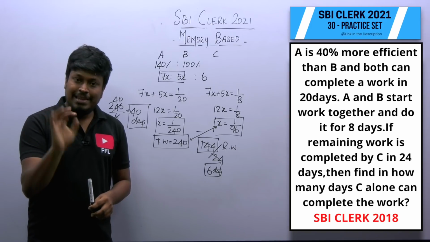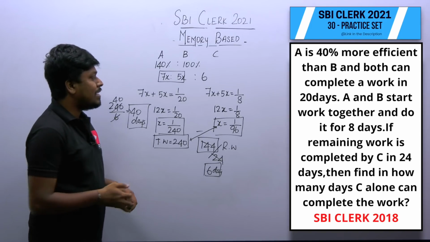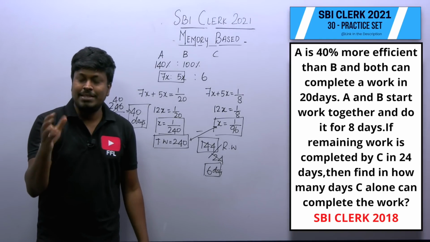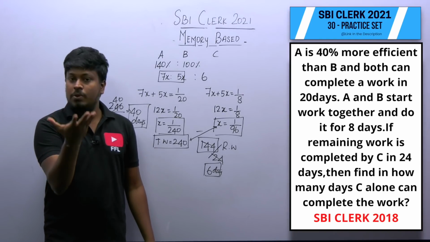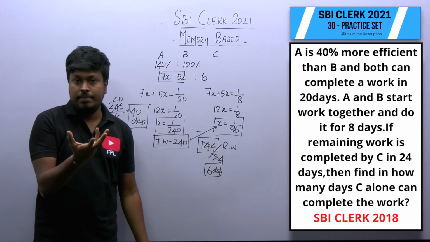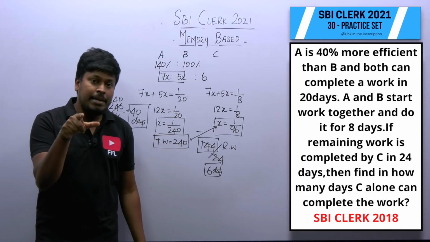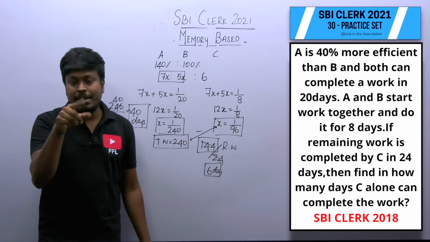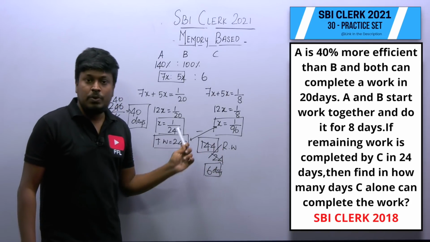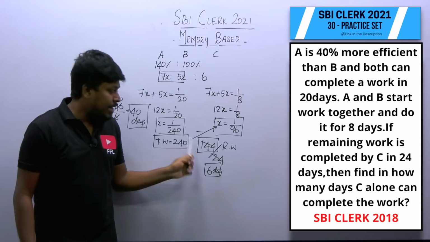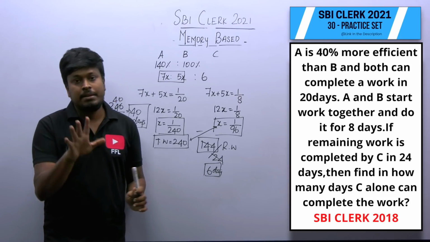Simple logic, easiest question. I have not used any shortcut or anything like that. Just think and solve the question. We need to find the total work, so I found it using the given data: the total work is 240. A and B worked for 8 days, so I found the work done by A and B in 8 days, which is 96. 240 total work minus 96 leaves 144 remaining work.